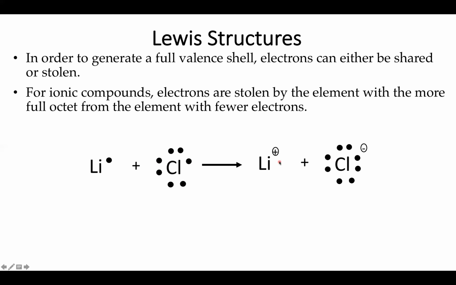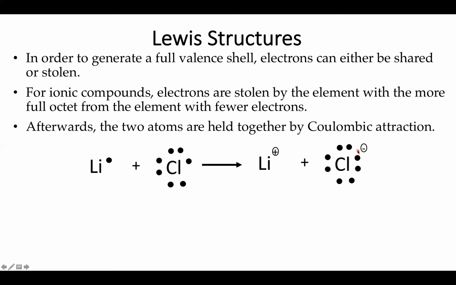Chlorine has its full shell, it's pretty happy. Unfortunately, lithium now has a positive charge, chlorine has a negative charge. So what ends up happening is that these two atoms are going to be held together by Coulombic attractions, because positives like negatives and negatives like positives. So they stay pretty close to each other unless I surround them by something like water.